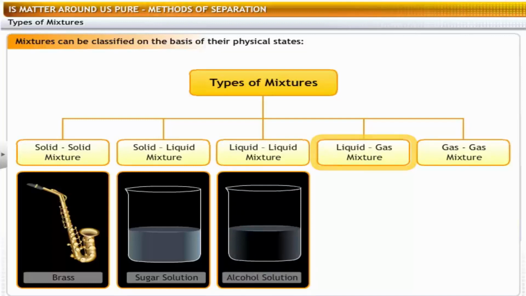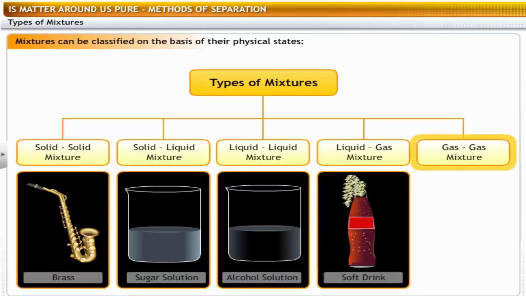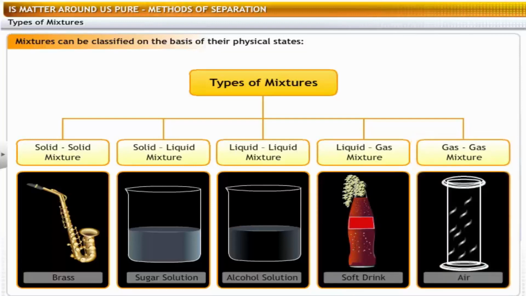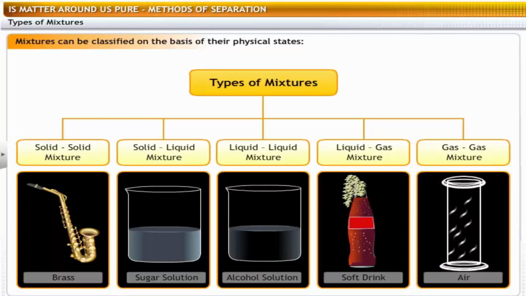Liquid, gas mixture. For example, carbon dioxide mixed in water. Gas, gas mixture. Air forms a gas in gas mixture as it is a solution of gases like oxygen, argon, nitrogen, and carbon dioxide. If you are provided with a sample of a mixture and asked to separate the constituents, you first need to figure out the type of the mixture.